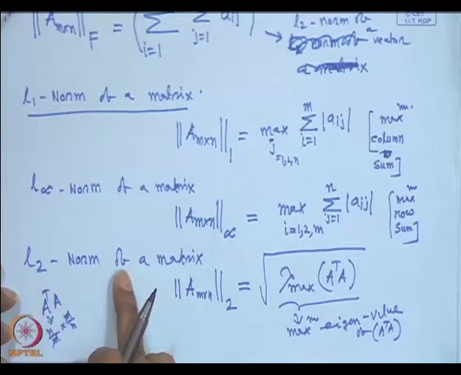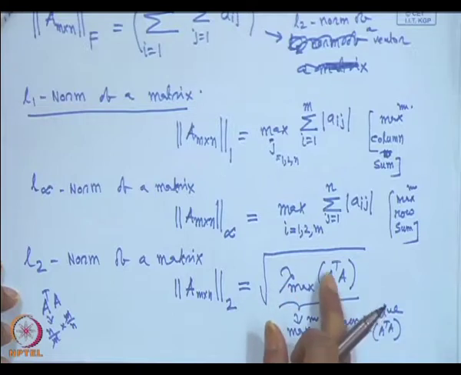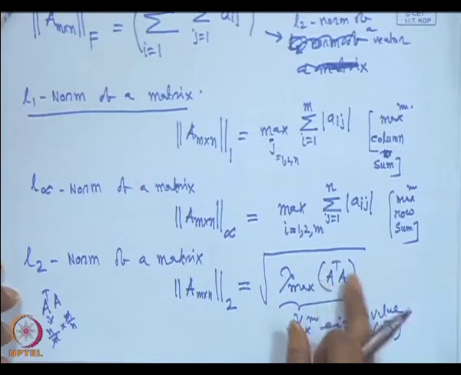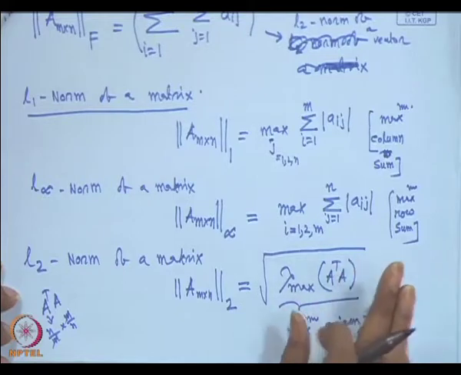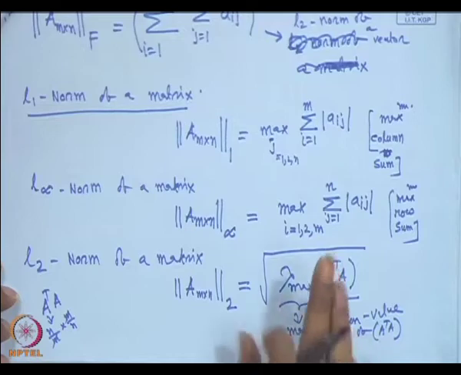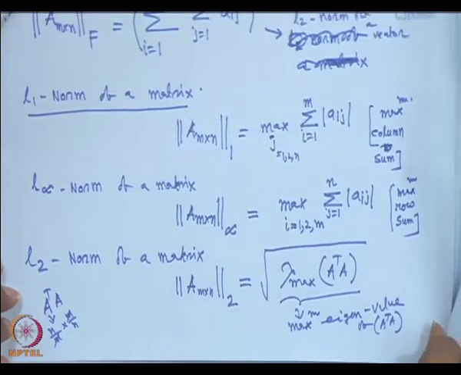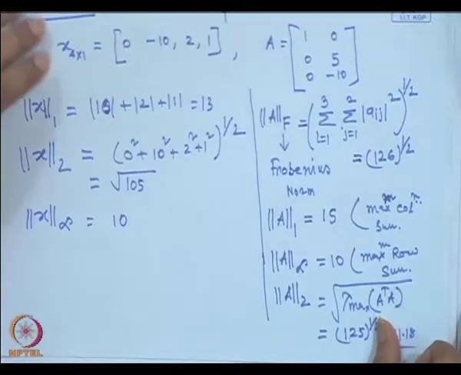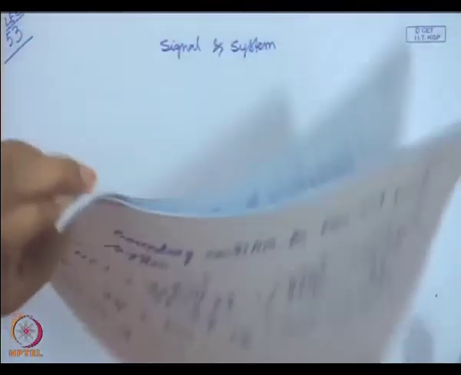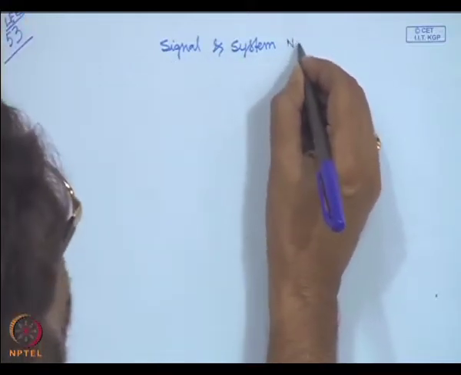Then the L2 norm of a matrix is nothing but the square root of the maximum eigenvalue of A transpose A. This A transpose A is a symmetric matrix, all its eigenvalues are real, and it is a positive semi definite matrix. So, all these eigenvalues will be non negative numbers. Out of these, the maximum one will give you the L2 norm of a matrix. This same idea will now extend to signals. So, now our question is the signal and system norms.